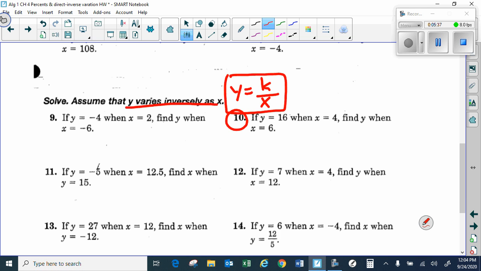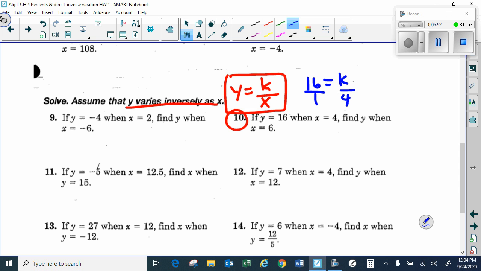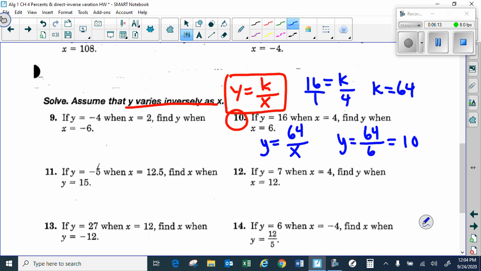So let's say we do number 10 here. If y is 16 when x is 4, substitute 4 in for x. We solve for k. Cross multiply, and you get k equals 64. So now you use that equation, y equals 64 over x. This is find y when x is 6. 64 divided by 6 gives you 10 and 2/3, because 6 times 10 is 60, and you have a remainder of 4. 4 over 6 is 2/3.